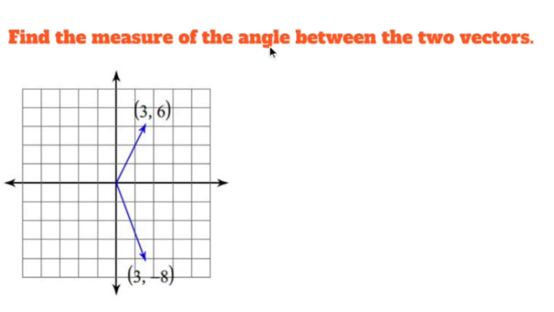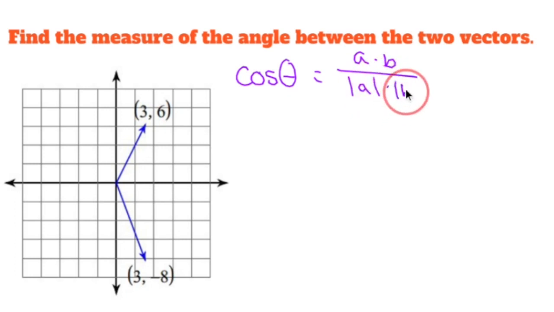Find the measure of the angle between these two vectors, 3, 6 and 3, negative 8. The way to do this is you use the dot product and you use this formula right here. Cosine theta is going to equal the dot product of A and B, A being one of these vectors, B being the other one. And then you find the magnitude of A and multiply that by the magnitude of B.